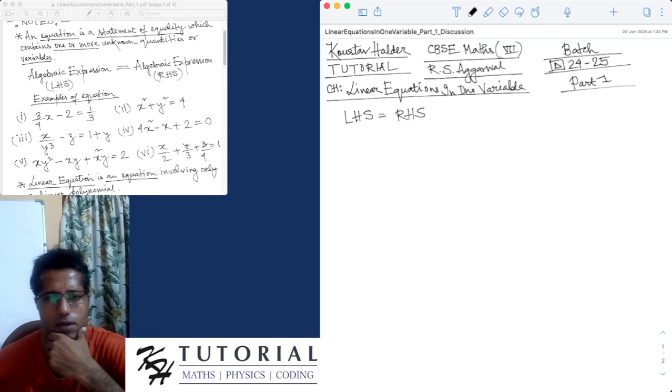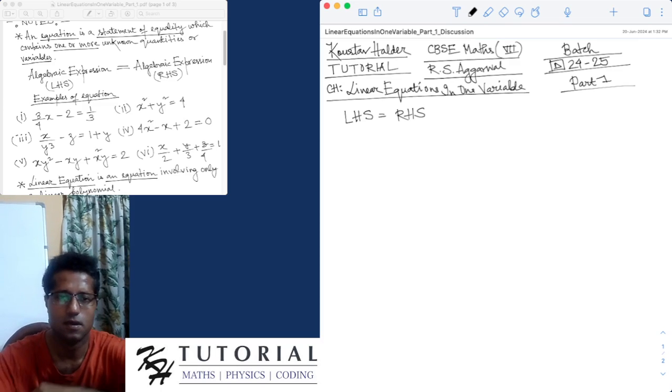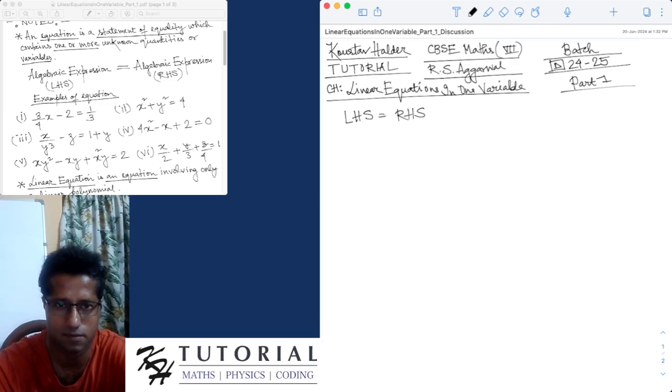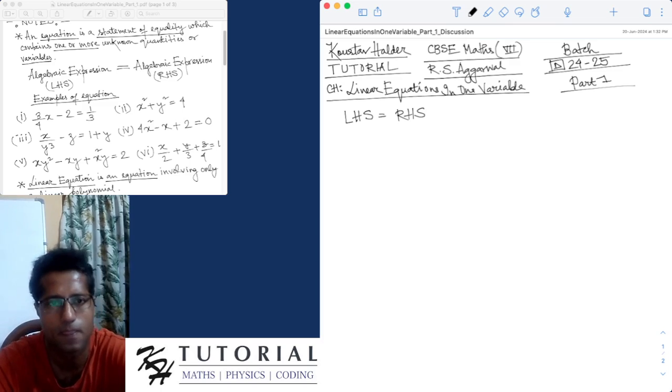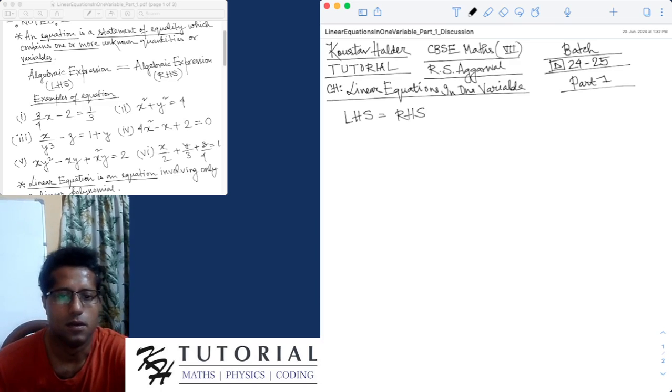We have in the middle the equality sign, and on the left hand side and the right hand side we have some algebraic expressions. So we are basically saying that the algebraic expression on the left hand side is equal to the algebraic expression on the right hand side. Okay.